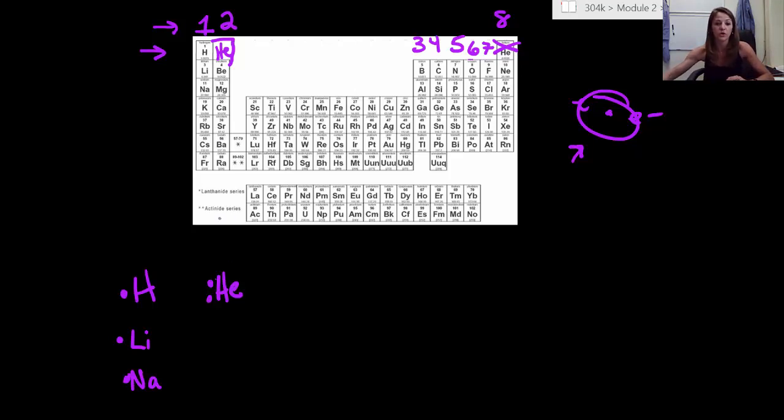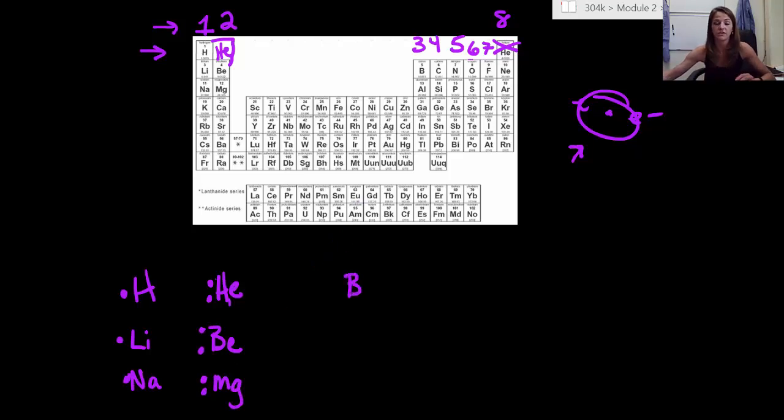Let's go to the next one, beryllium. We have beryllium here. Beryllium also has 2 dots, 1 and 2. It has 2 valence electrons, and you always draw the first 2 together. And we could keep going. Magnesium has 2, 1 and 2. So let's keep going to boron.